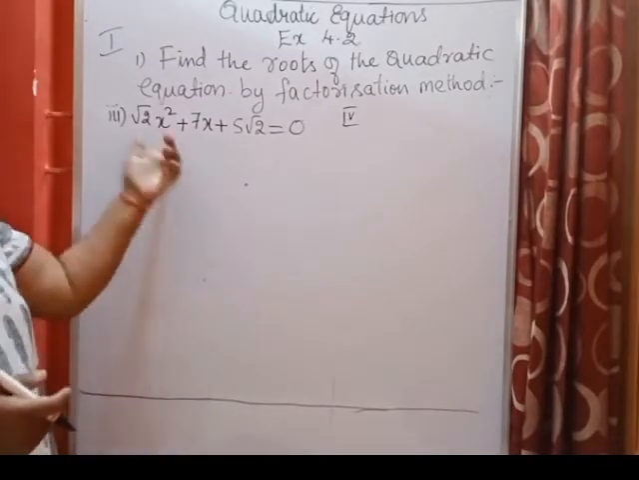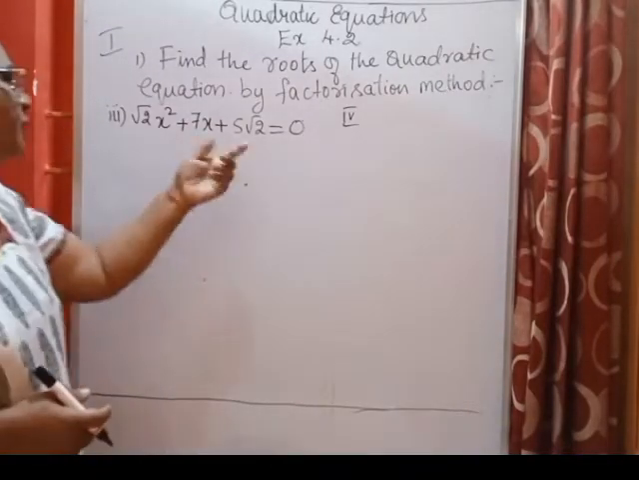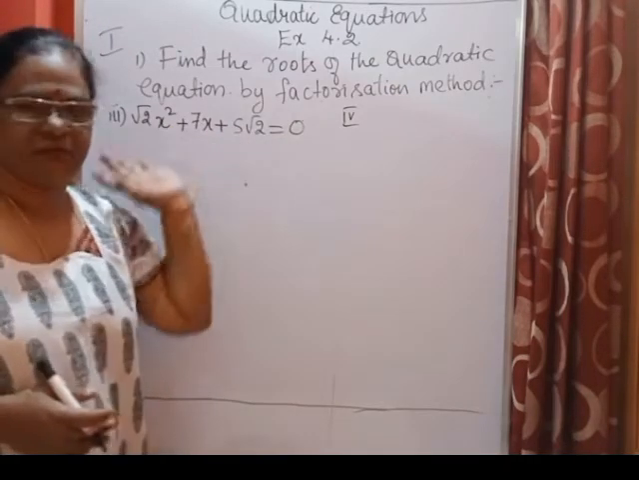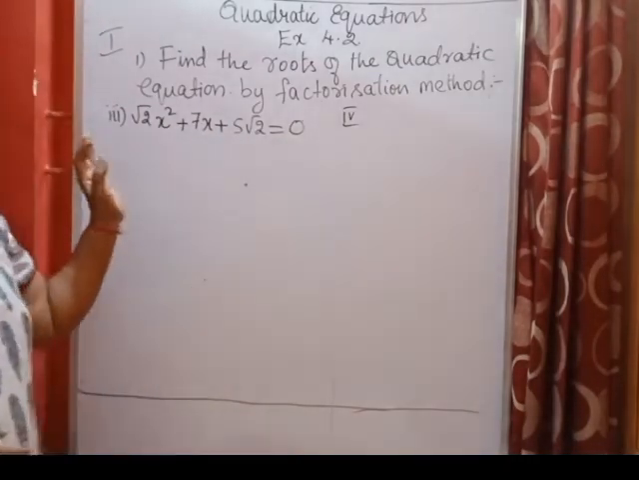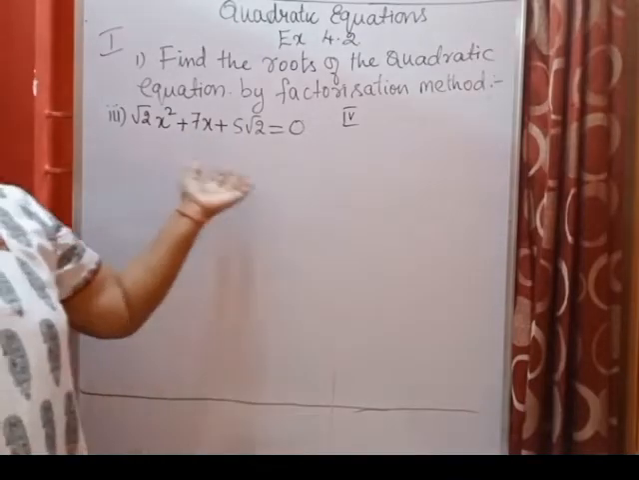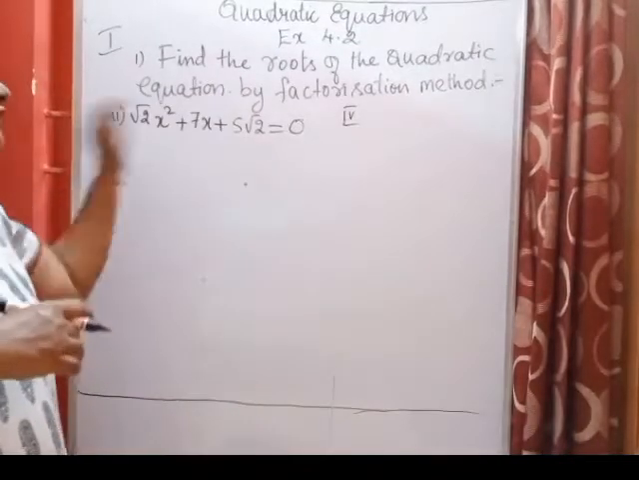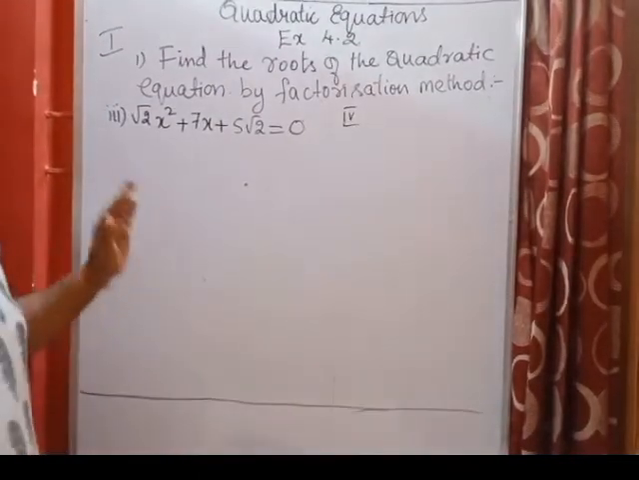Next, coming to the third problem. See, the third problem is root 2 into x square plus 7x plus 5 root 2 is equal to 0. Most of the students will be afraid just by seeing the problem itself. So how to do this type of problem? Because root 2 is just a number, there is nothing to worry.